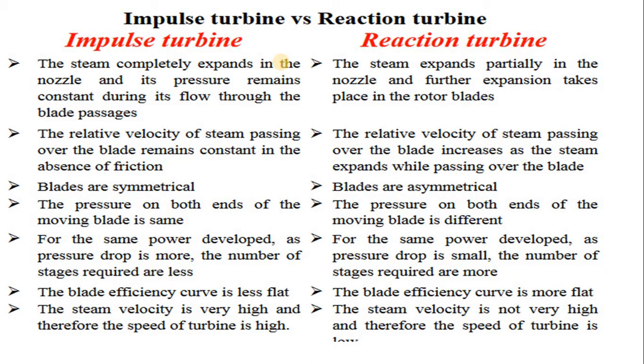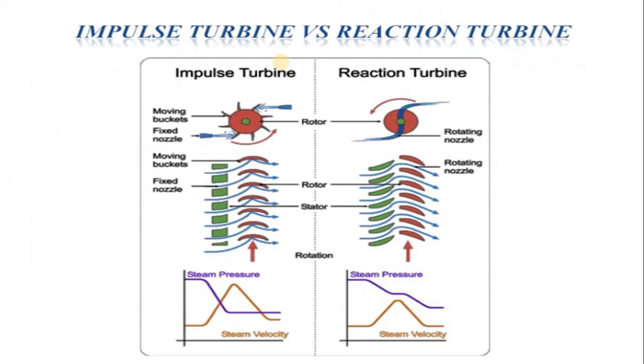The last difference is, in the impulse turbine, the steam velocity is very high and therefore the speed of the turbine is high, but in the reaction turbine, the steam velocity is not very high and therefore the speed of the turbine is less. So this is all about the difference between impulse as well as reaction turbine. So here you will get an idea about their construction as well as working once again in brief.